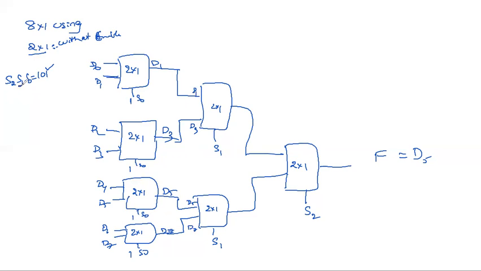Next S1 is 0. See, this is 0, which means the top one will be selected. So D1, and here D5. So D1, D5. Now S2 is what? 1. So you get the output as this one. So F is D5. This is 2 by 1 without enable. Okay.